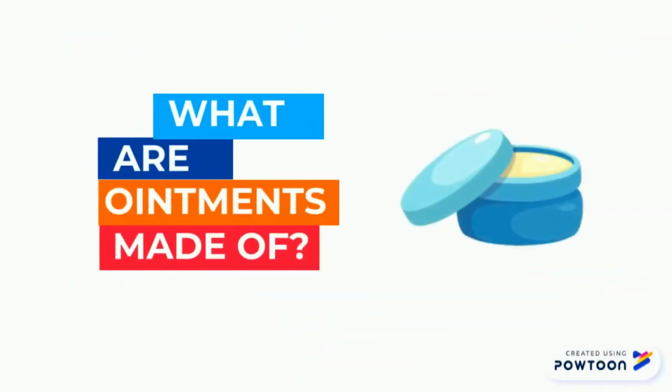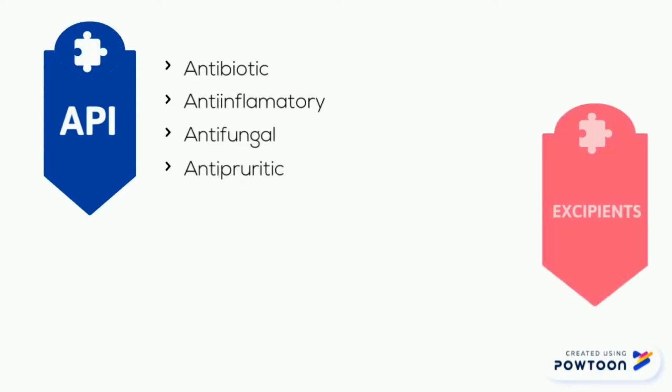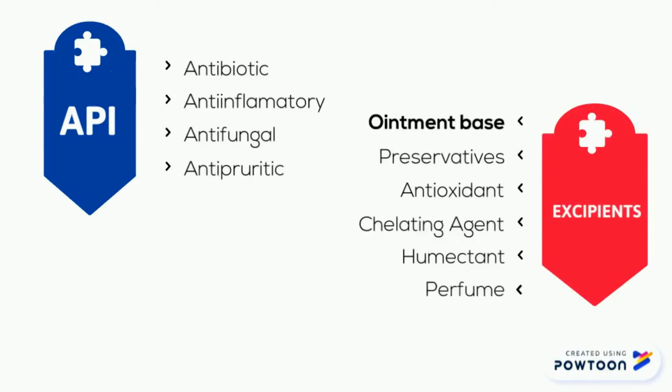Now, what are ointments made of? They usually contain an API, which can be antibiotic, anti-inflammatory, antifungal, or antipruritic. But they also include excipients, such as the ointment base, which acts as a carrier for the API. Also, preservatives, antioxidant and chelating agents, humectants, and perfumes.